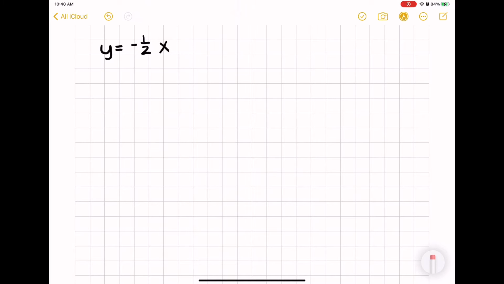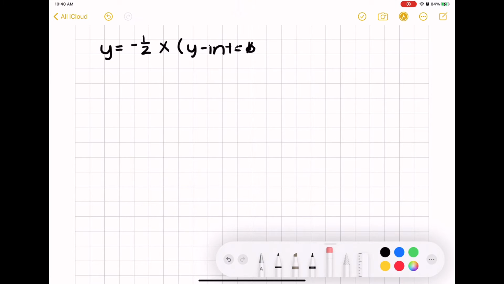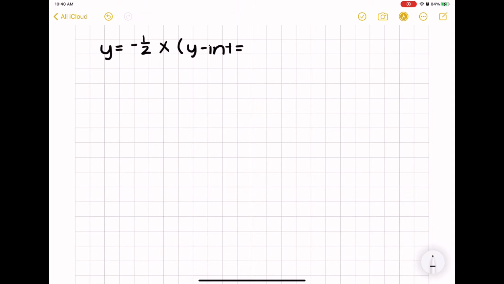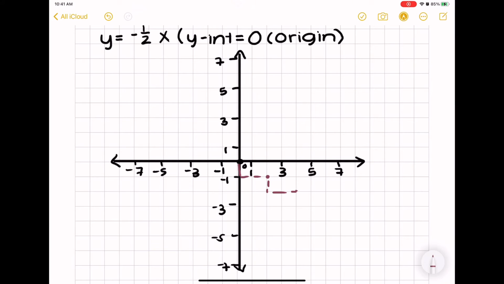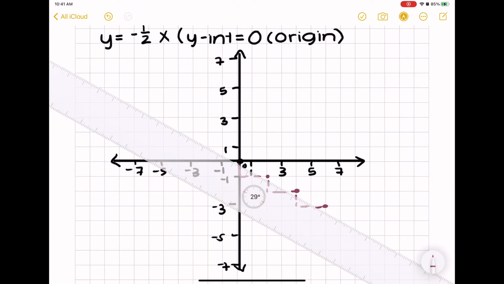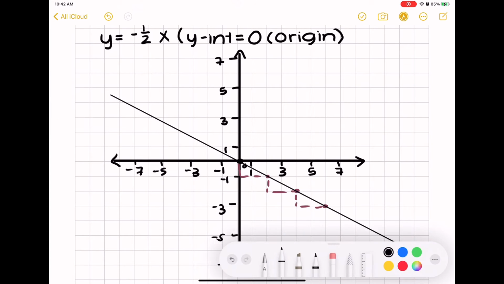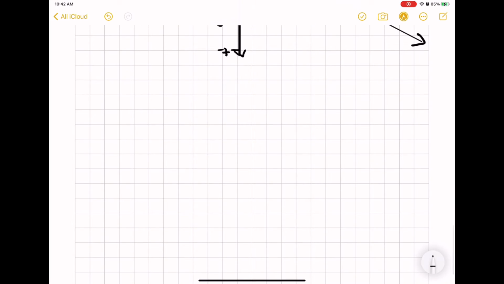How about y = -1/2 x? What does this mean? We don't have a y-intercept written here, but in this case we actually do. It's just equal to 0, and that means the y-intercept will be the origin. Then we just use our slope to find some other points. As you can see, we would put our dot at (0, 0), and then use our slope to figure out the rest of the line.